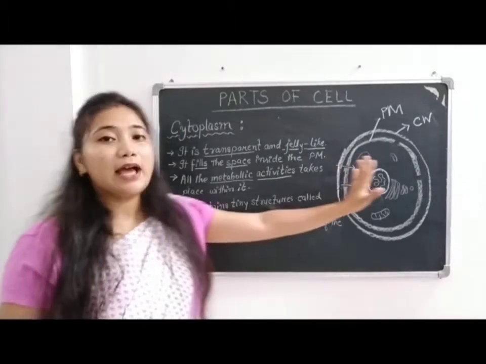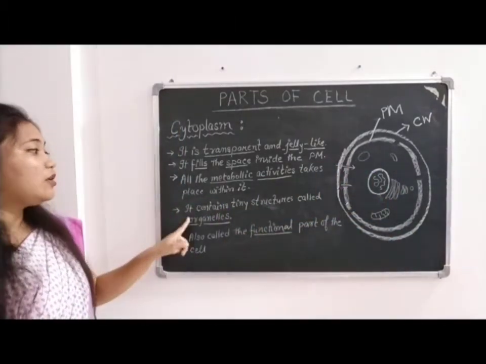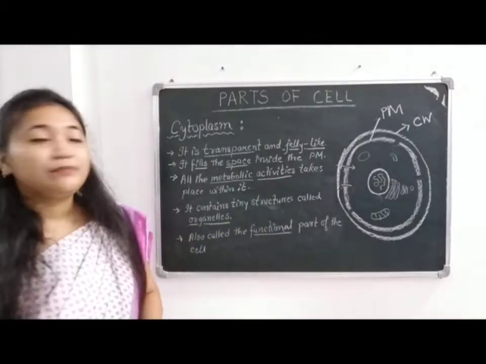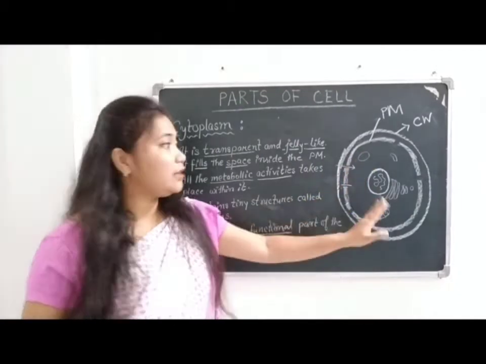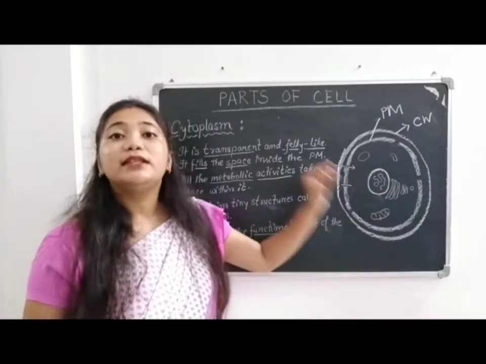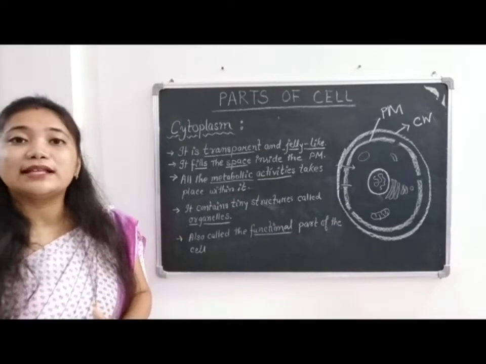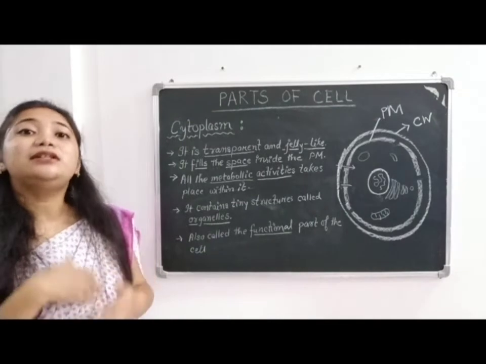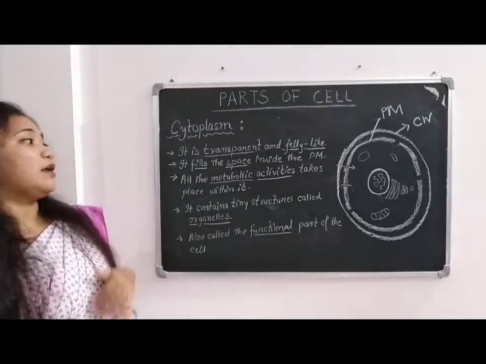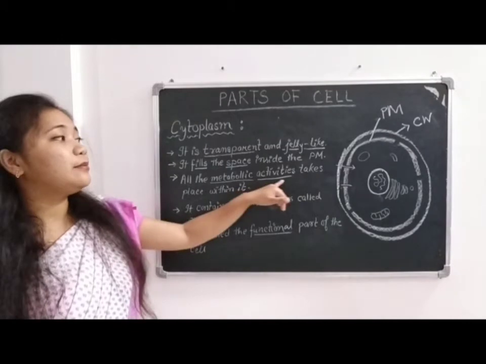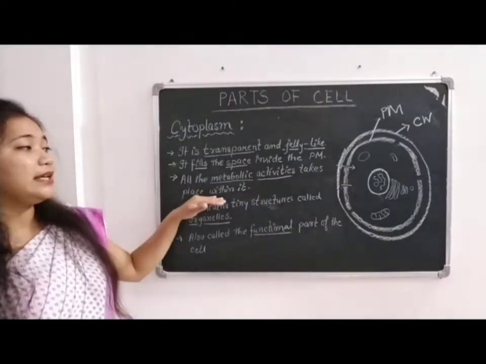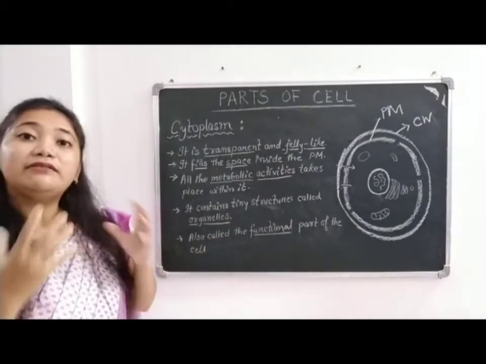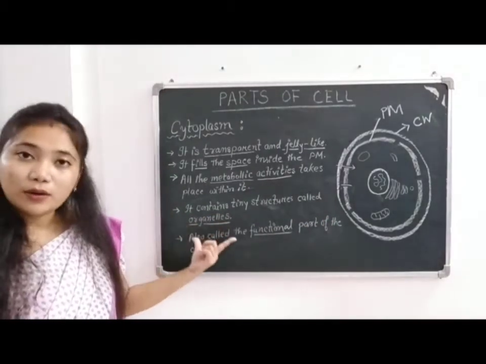Now why will it happen in the cytoplasm? It is because it contains tiny structures called the organelles. So inside the cytoplasm, like you can see here, are many structures. These tiny structures are called the organelles. The organelles will do the different functions, and that's why it is said that all the metabolic activities take place within the cytoplasm, and the activities will be performed by the organelles.